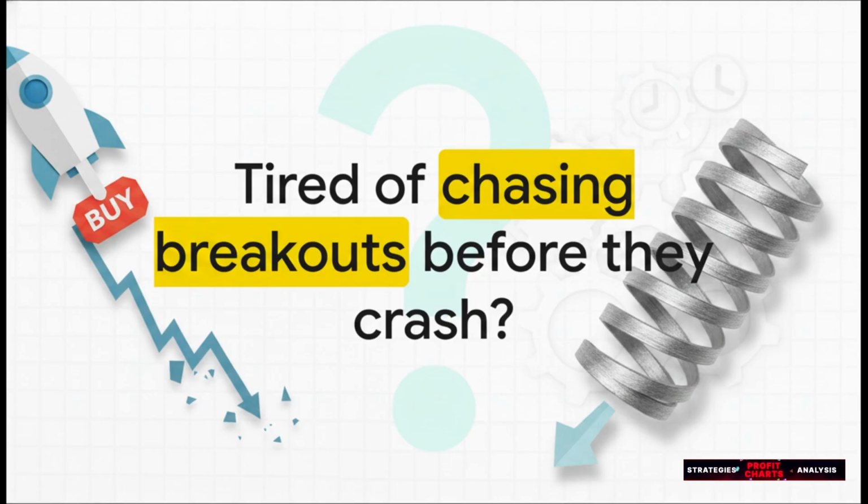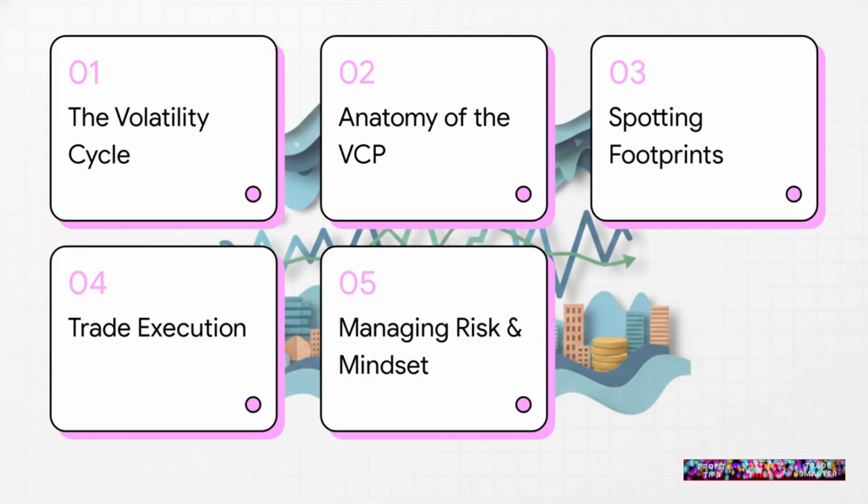But what if I told you the market actually acts like a giant coiled spring? The secret here isn't in chasing the explosion after it happens. No, the real secret is identifying that quiet, tight coiling phase right before the spring actually releases. So here is our roadmap to solve this today. We'll start with the volatility cycle, then break down the anatomy of the VCP, move into spotting institutional footprints, lay out a step-by-step trade execution plan, and finally cover managing risk and mindset.